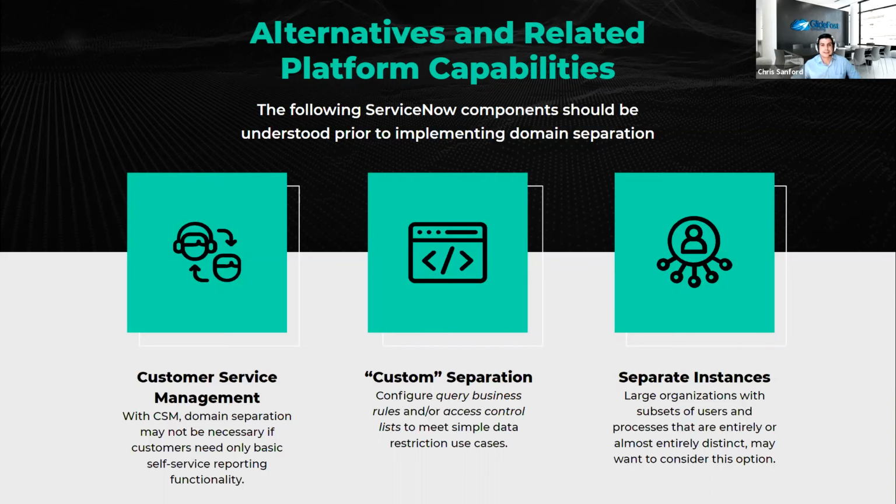Domain separation is not the only way to restrict access to data in a ServiceNow instance. If you have any development experience in the platform, you're likely familiar with both query business rules and access control lists, or ACL. Similar to how domain separation works by filtering database queries before they are applied, query business rules give you the control to do this using the GlideRecord API and server-side JavaScript code. When you have use cases that only require restricting access to a small set of database tables, developing custom query business rules may be the perfect solution.